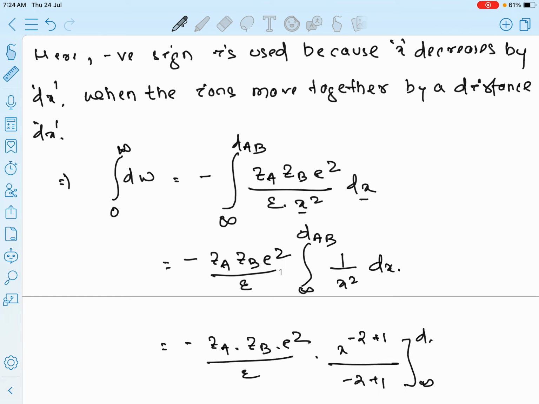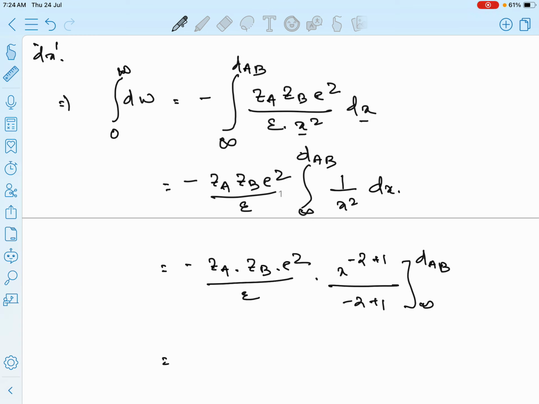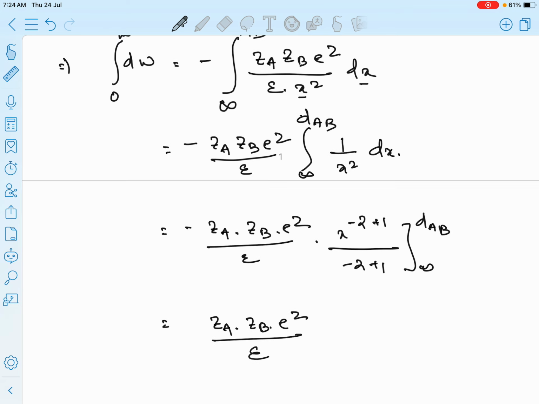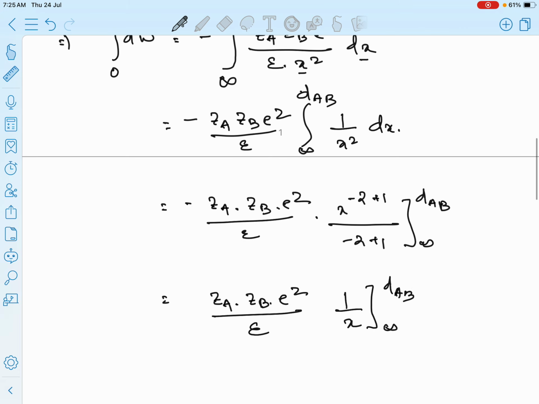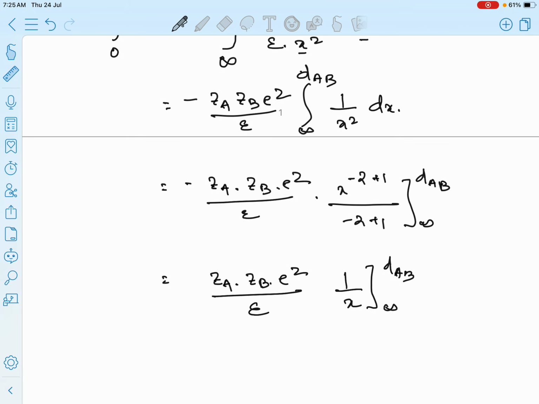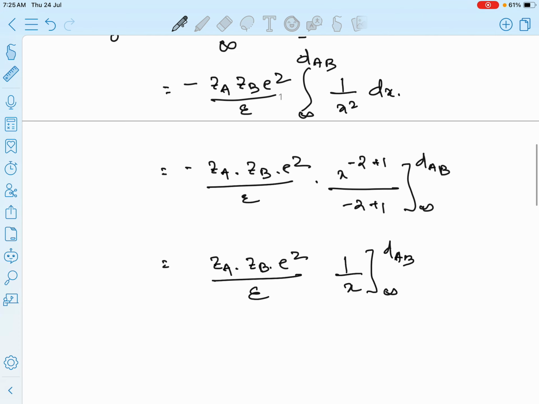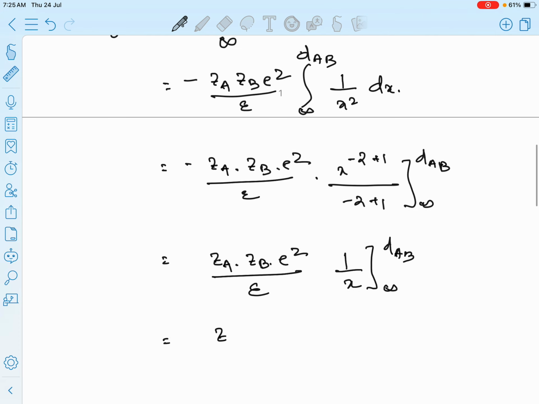This will be equal to, minus 2 plus 1 is minus 1, minus 1 minus 1 is plus 1. Therefore za into zb multiplied by e square divided by epsilon, and this is equal to x to the power minus 1 from infinite to dab. So 1 by infinite is 0; upper limit minus lower limit gives 1 by dab minus 1 by infinite. 1 by infinite is 0 itself, numerically equivalent to 0.